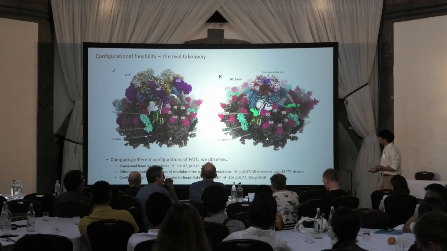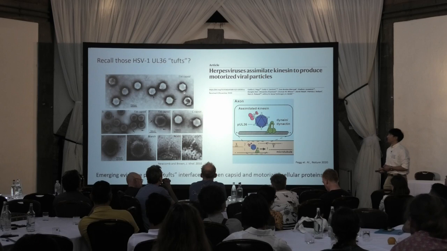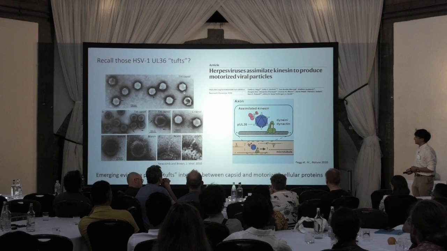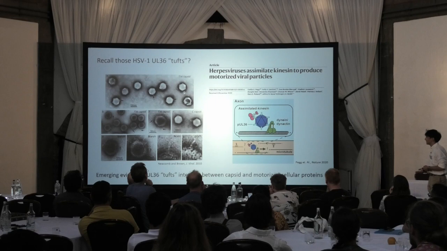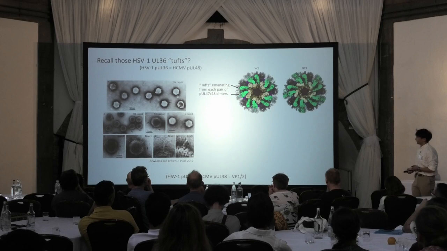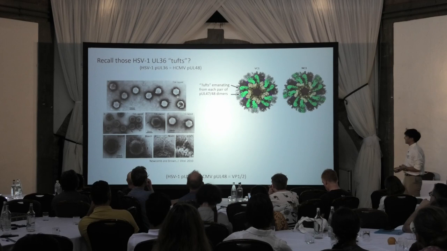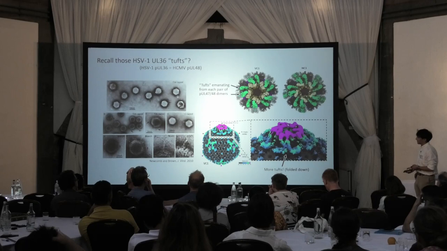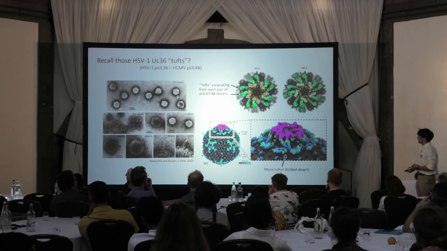Now, if you recall those HSV1 UL36, or large tegument protein tufts that I mentioned earlier, increasingly there's evidence that these tufts really are the components that interface between the capsid and your motorized cellular protein. And it turns out in our subparticle reconstructions, we can actually see these tufts emanating from each pair of PUL47-48 dimers. That then drove me to get the global reconstruction of the entire virus with the portal vertex resolved. And in the global reconstruction, we can see the full length of these tufts, folded down and lying on top of the surface of the capsid.